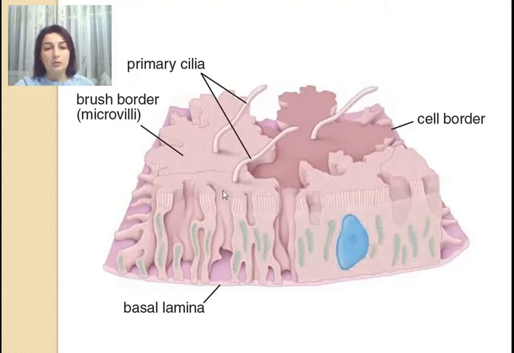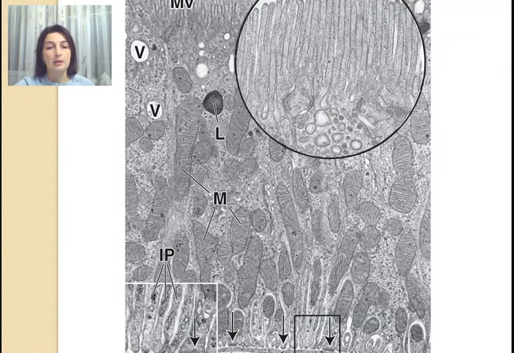In this case, we can see the cells of the proximal tubule. We cannot distinguish the boundaries between them because of so many interdigitations and basal foldings. In the apical part, there are lots of microvilli which form the brush border. All of them are necessary for proper reabsorption of the necessary materials.